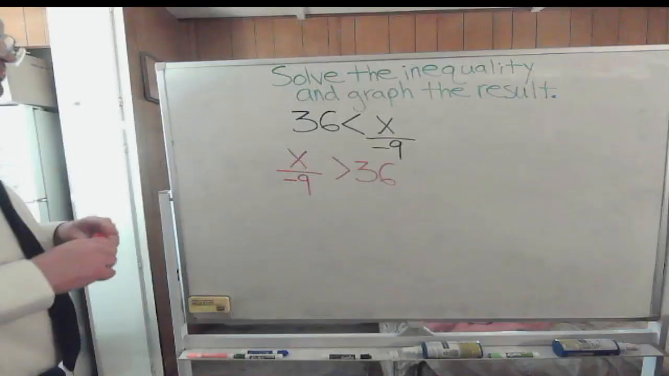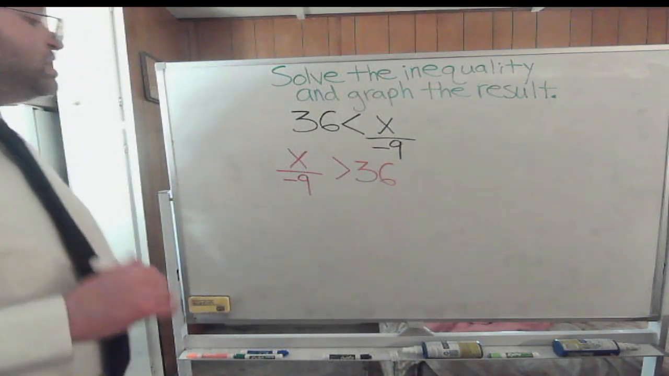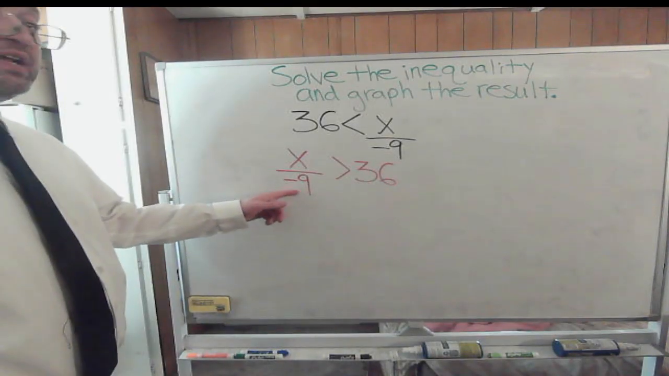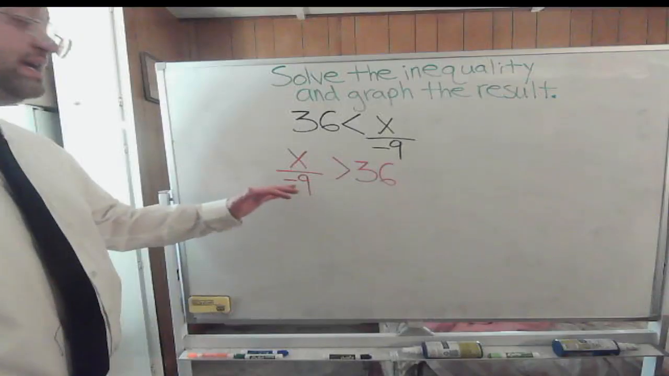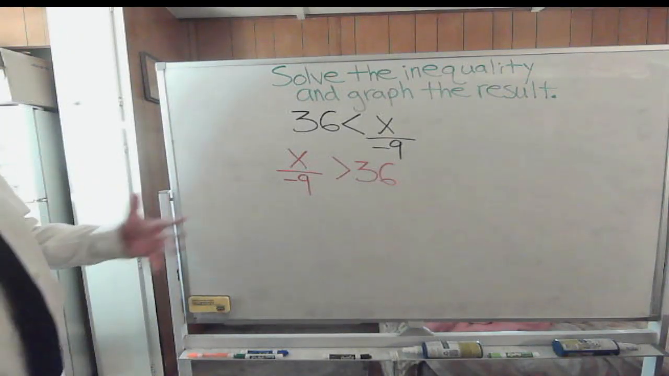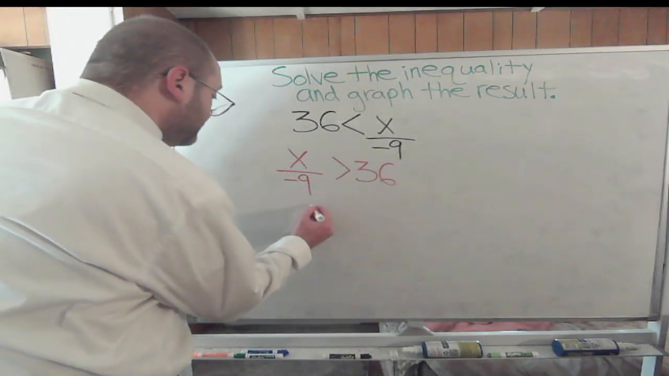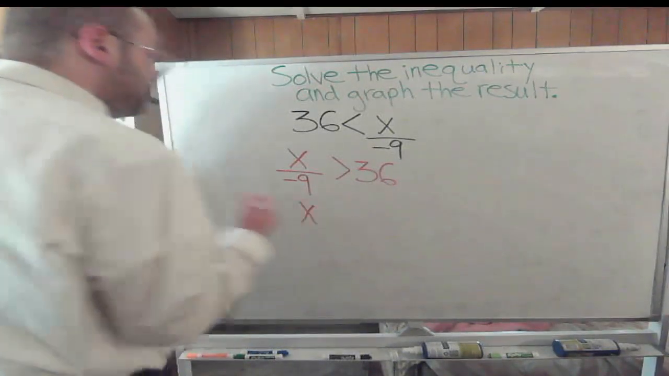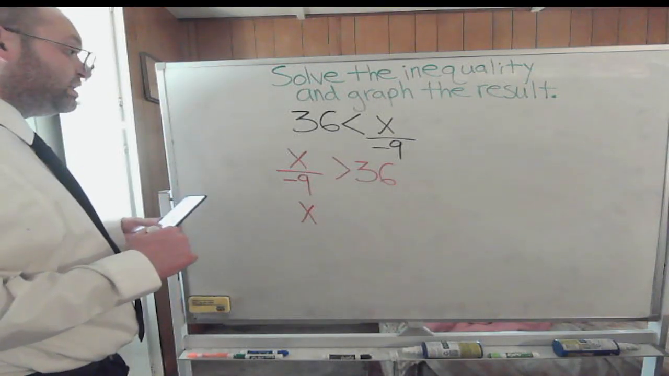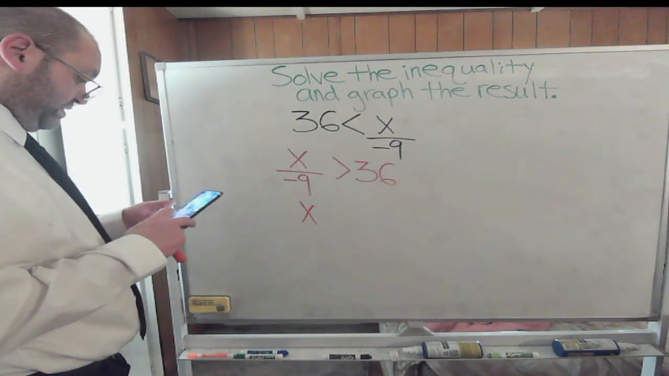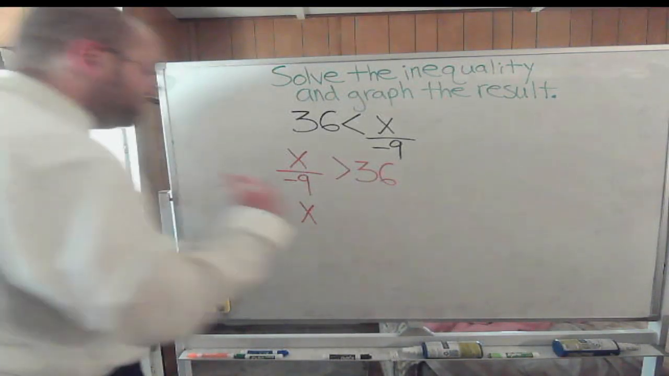All right. Now, we want to just get x by itself, right? We have a denominator of negative 9. Well, we need to multiply both sides by negative 9 in order to get rid of that denominator. You multiply the left side by negative 9, you'll just simply get x. Multiply the right side by negative 9. This is where it gets fun. So you'll take 36 times negative 9. That'll give you negative 324.